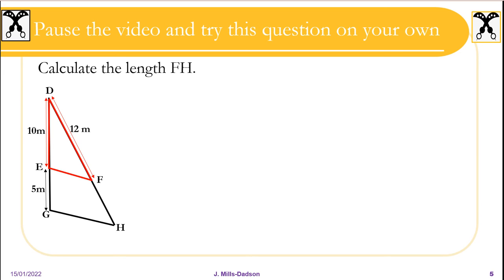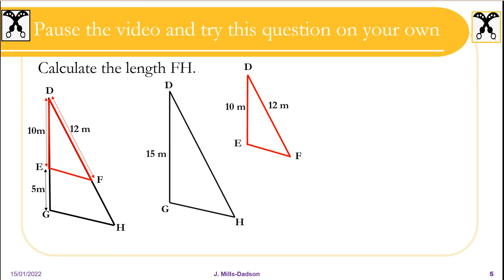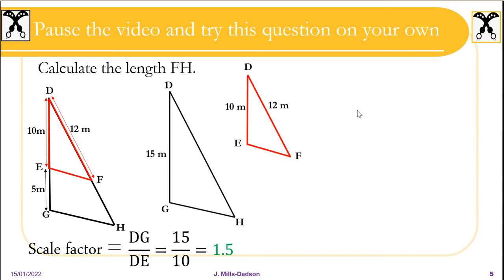Okay, first we split it into two triangles. We find two known corresponding sides, 15 and 10. We work out our K, our scale factor. We have 1.5 now. We are looking for FH.